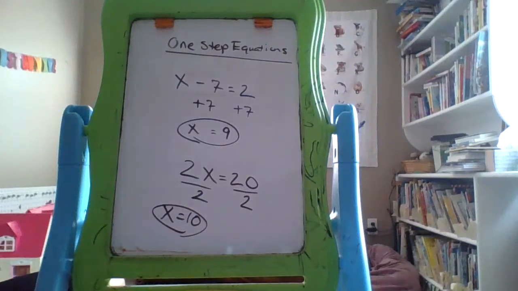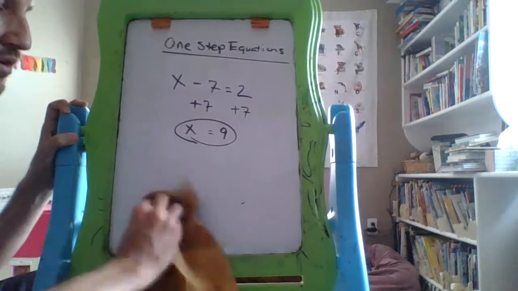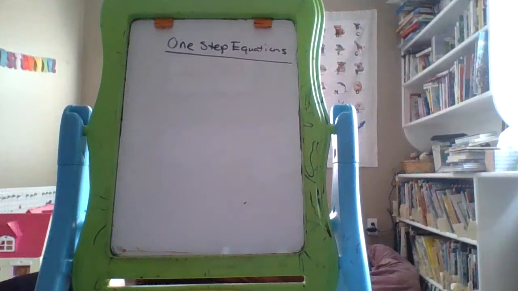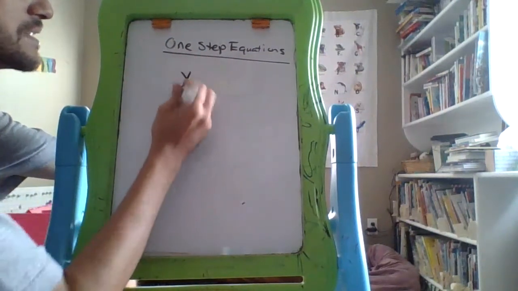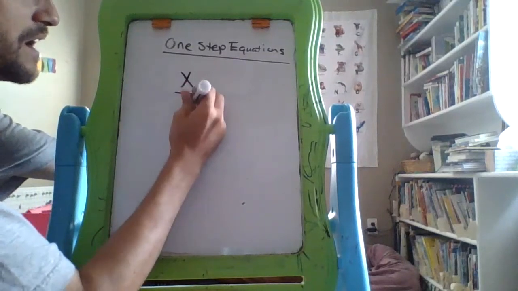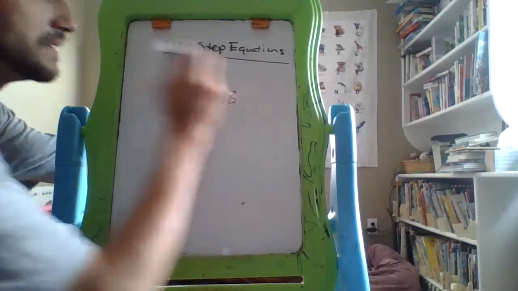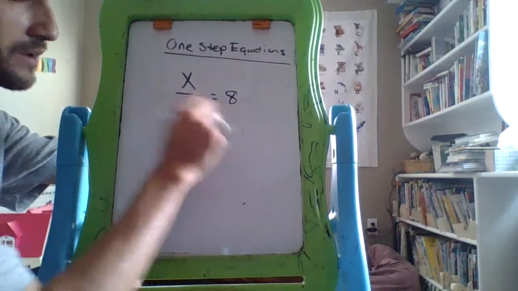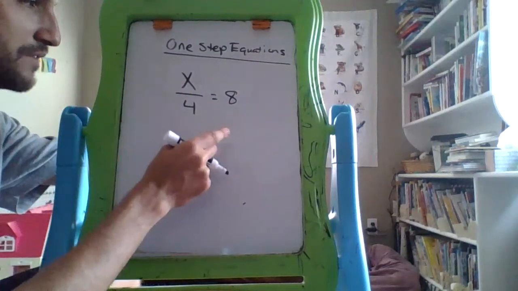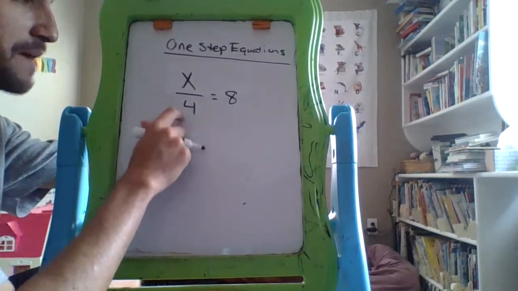Okay, let's do one more that's sort of tough, and hopefully it'll be helpful. So let's say that we have an unknown of x, and we have x divided by 4 equals, we'll say 8. So in this case, I have x divided by 4 equals 8. Couple of ways to solve this problem. We have a fraction right here. We need to get rid of the denominator.